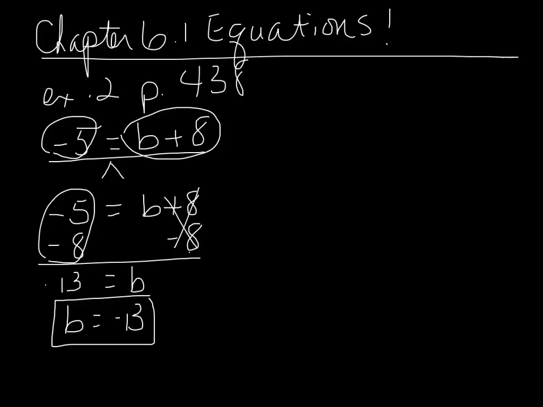Okay, and so then we have to check it. So we write the original equation, negative 5 equals b plus 8.